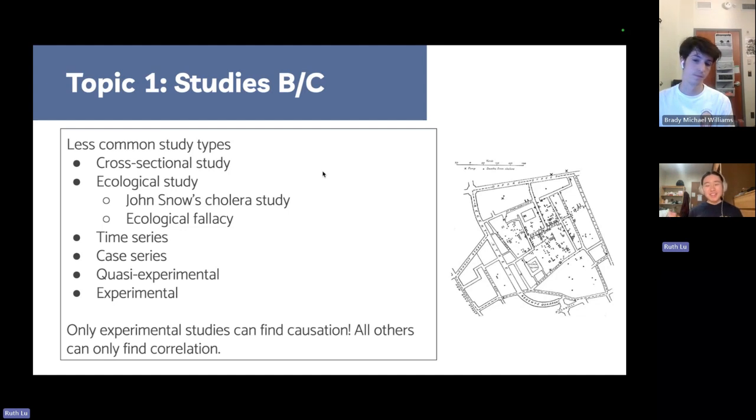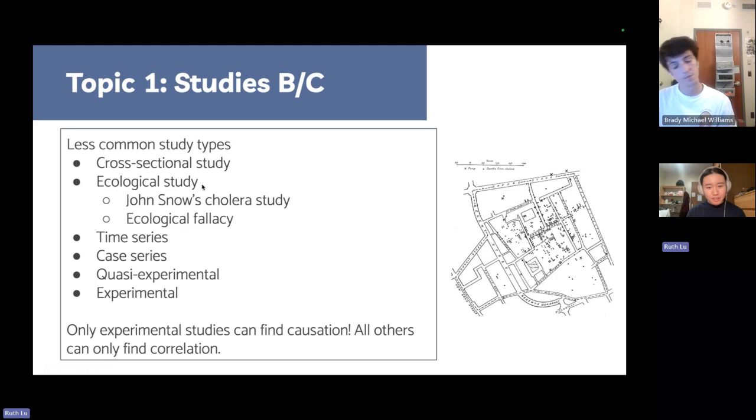And there's a couple of less common study types that are still good to know. A cross-sectional study is, as mentioned, like a snapshot in time. So you have a survey, you send it to people. You go, are you sick? If you're sick, what have you been exposed to? And then you send it back, and then you just do some analysis on that.